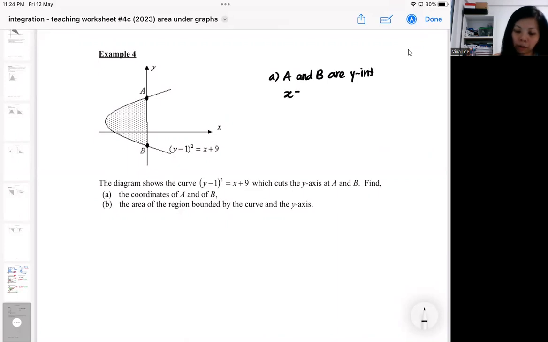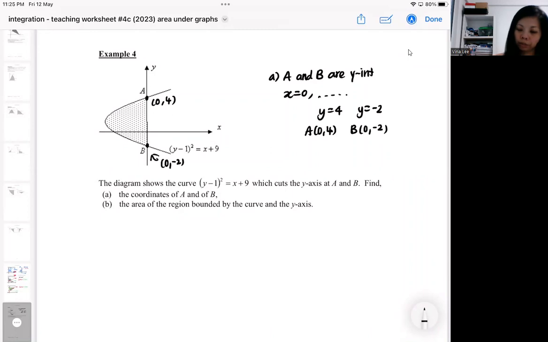If you put x equal to 0, you should be able to get 2 answers. The 2 answers that you have gotten should be these 2, and you should be able to tell which is which. So this one will be 0, 4, and this one will be 0, -2. So A will be (0, 4) and B will be (0, -2).